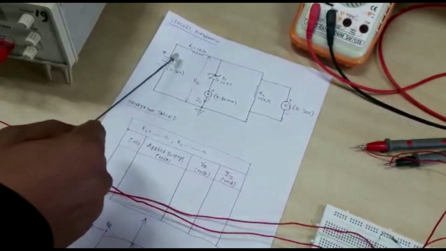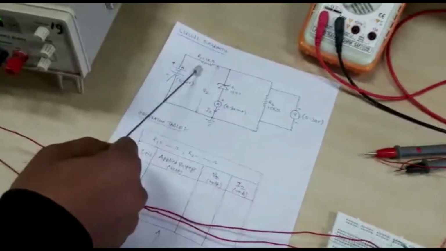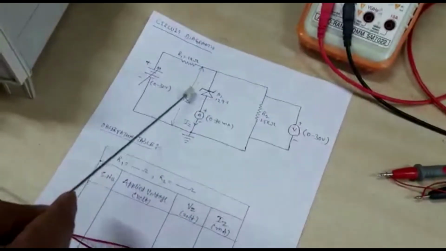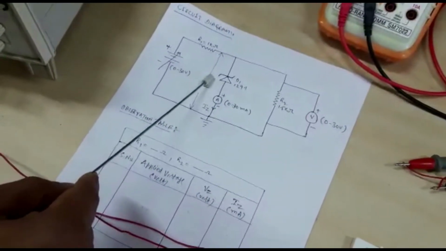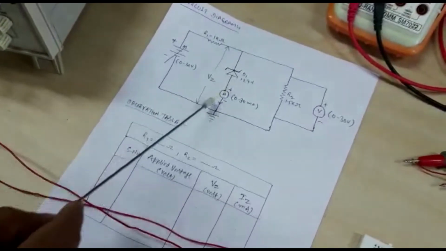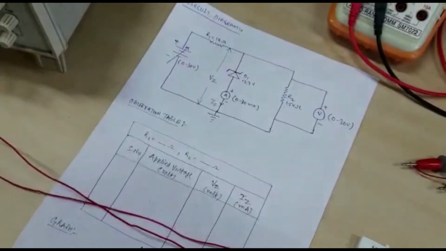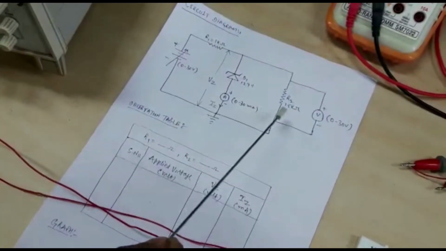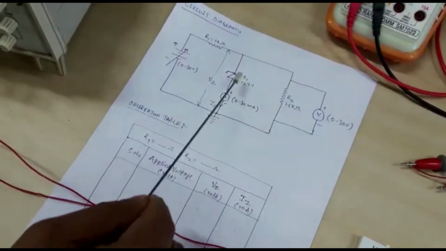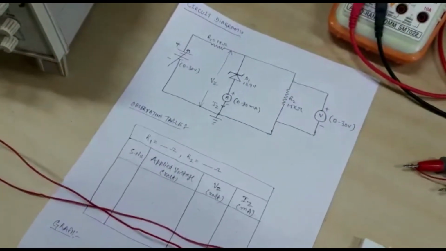In this circuit, a resistance R1 is connected. The purpose of connecting R1 is to limit the current in the circuit. Then a Zener diode is connected in reverse bias. An ammeter is also connected in this circuit to measure the current through the Zener diode. Moreover, a resistance R2 is connected in parallel to the Zener diode as well as the ammeter. It will act like a load resistance.